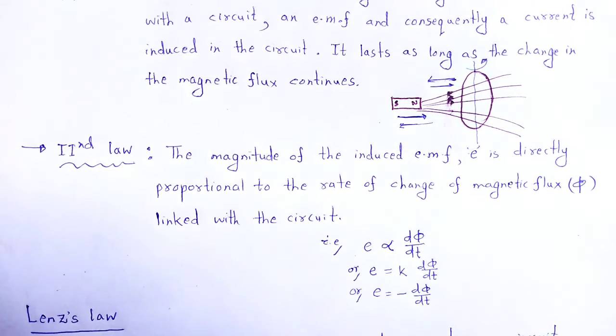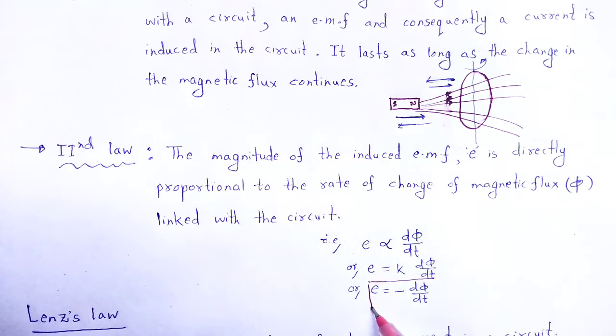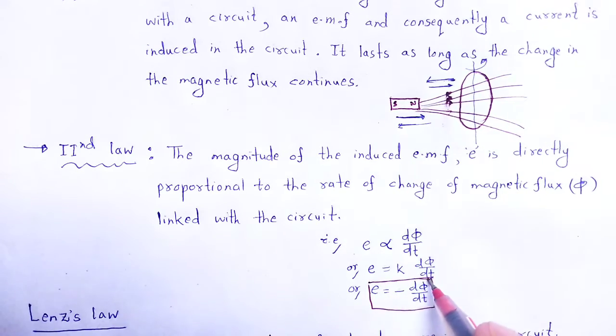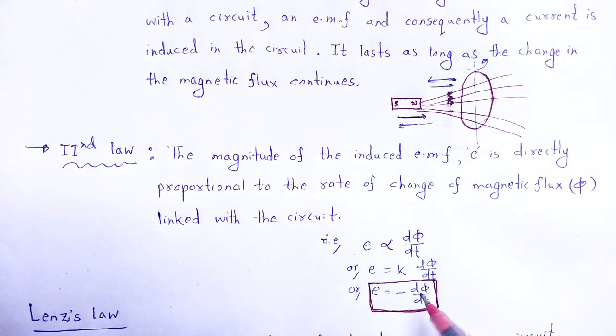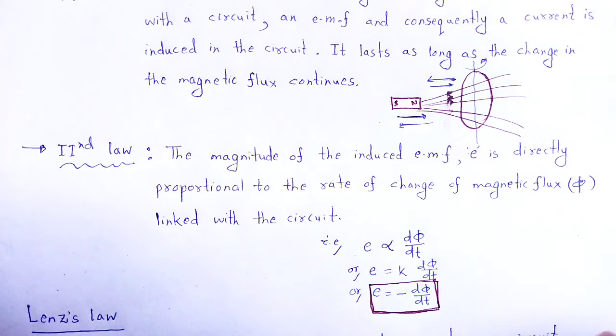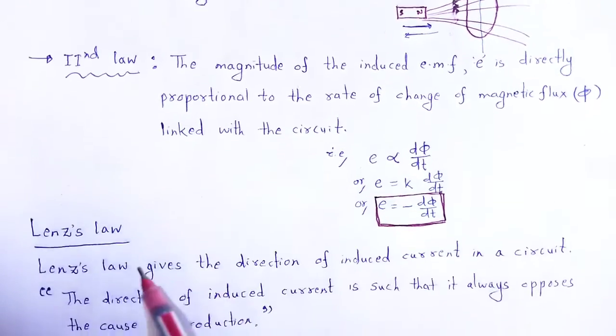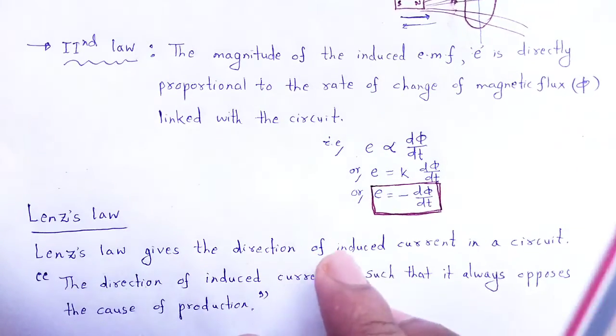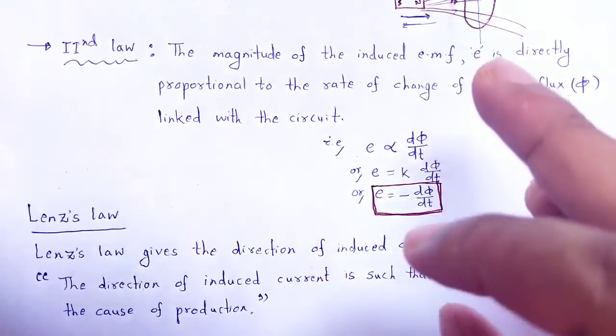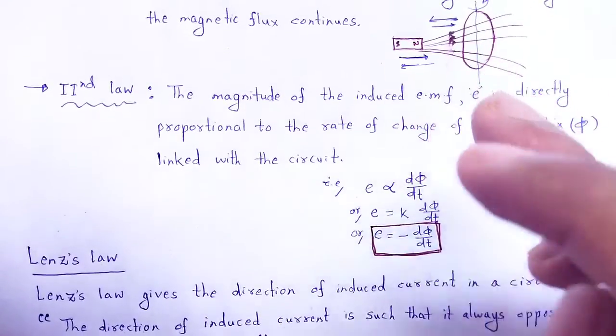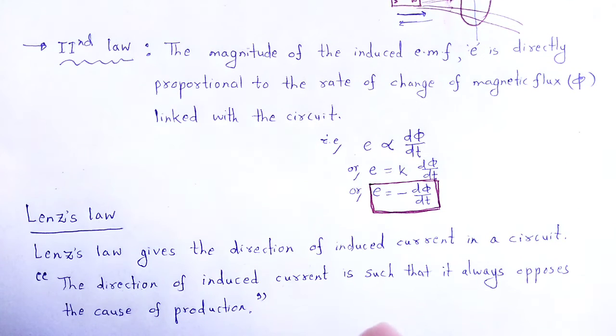The negative sign indicates the induced EMF is opposite to the cause of its production. So, that gives the direction of the induced EMF, which is studied in the case of Lenz's law. Lenz's law gives the direction of induced current in the circuit. The direction of induced current is such that it always opposes the cause of its production.